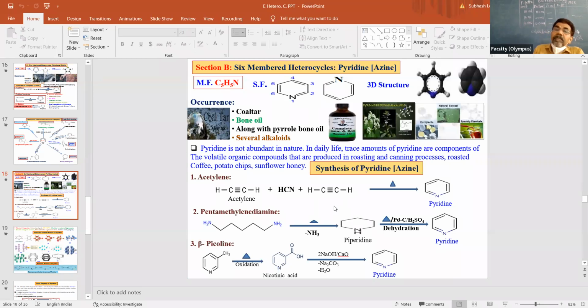Then pentamethylene diamine. Pentamethylene diamine means NH2, CH2, CH2, CH2.